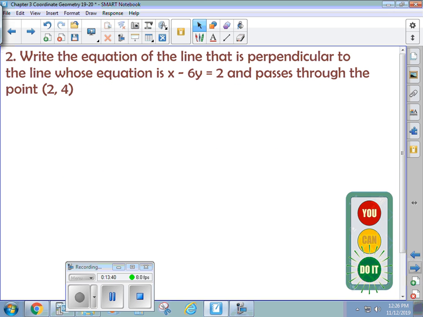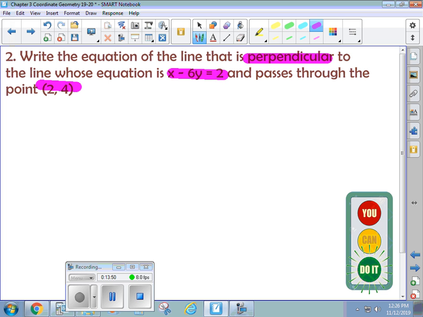My goal is for it not to be hard. I just want to make sure we're good. What are we highlighting? Perpendicular. Perpendicular, the point, and the equation.